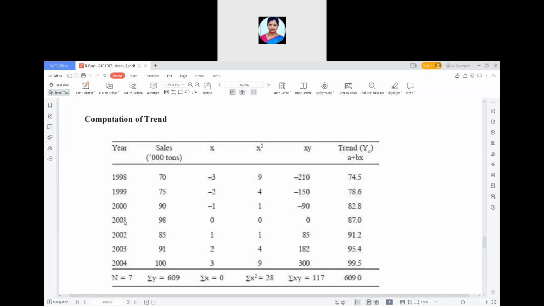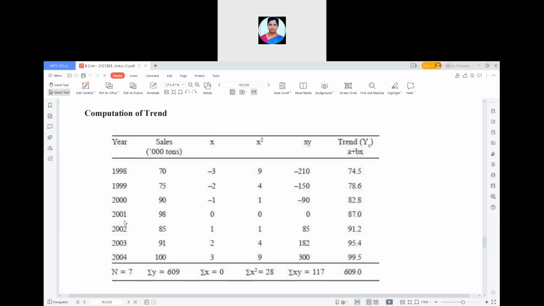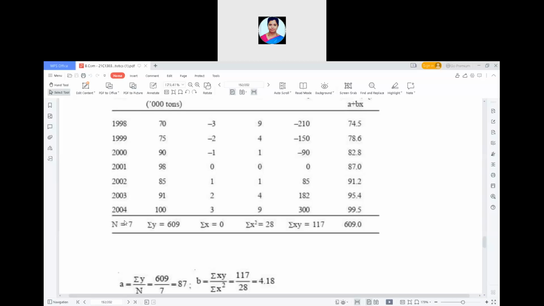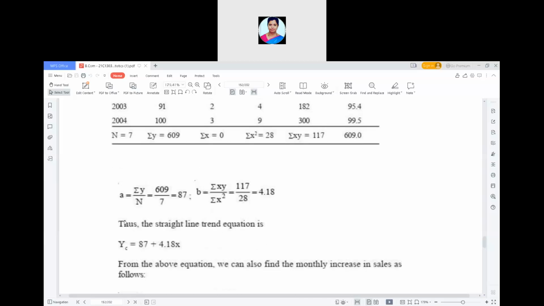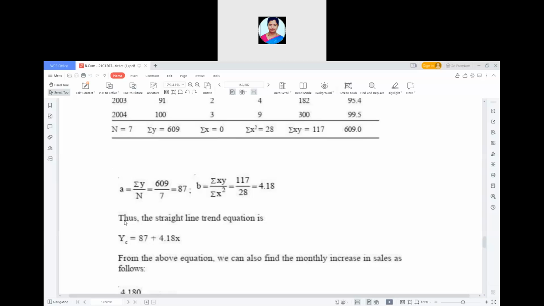Then the trend value column, the last column, a plus bx. For a we have used the formula summation y by n. Applying the formula, we are getting a as 87, and b as summation xy by summation x square, so it is 117 by 28, which is 4.18. So the trend equation is y equals 87 plus 4.18x.